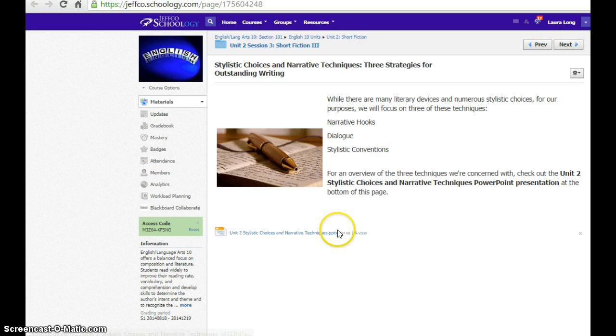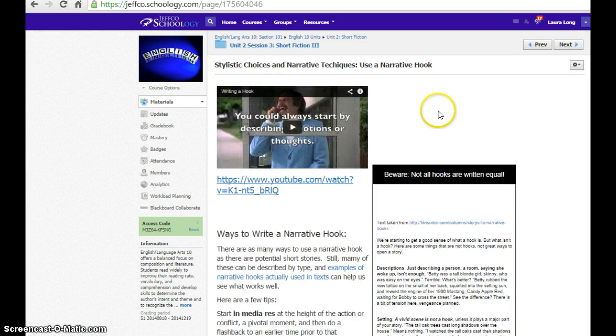So you'll start with a PowerPoint down here that gives an overview of these 3 and then move on to look at each one individually.